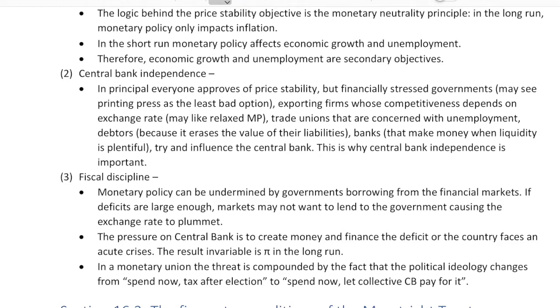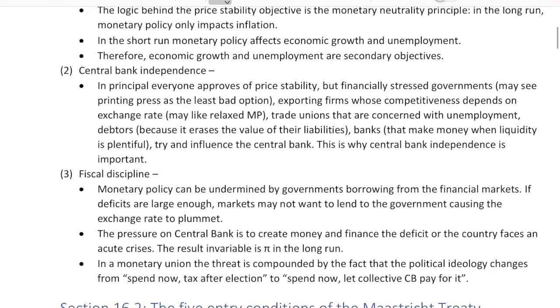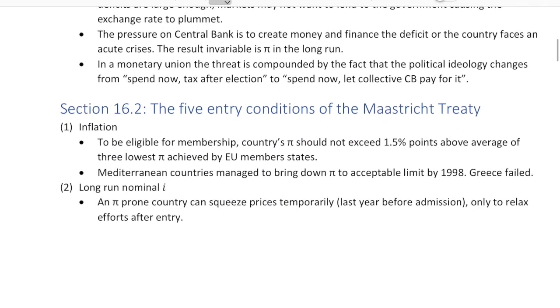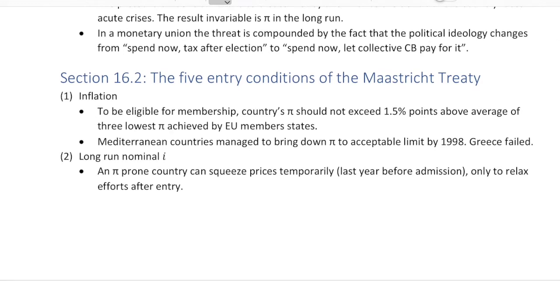I mean, if they don't come rescue me, basically their exchange rate would plummet, right? And that's what politicians would argue when they induce all kinds of spending. So those are the three principles. And based on these principles, they created what's called the five entry conditions of the Maastricht Treaty. These are the conditions to get admission into the Eurozone.